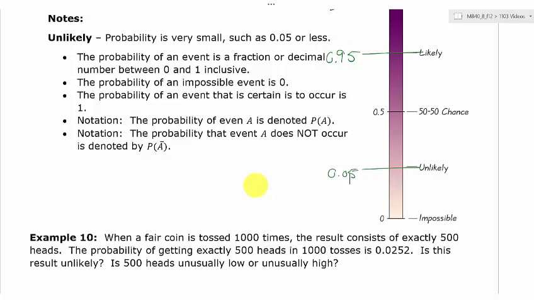Some notation. The probability of event A is denoted as P of A, which we've looked at already. The probability that event A does not occur is denoted by the probability of the complement of A. So remember, this is the complement of A.